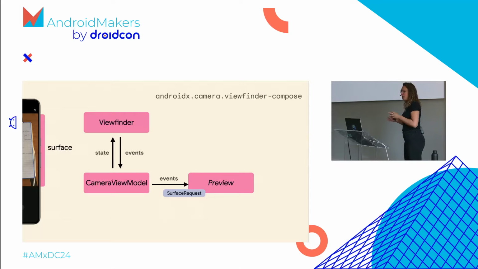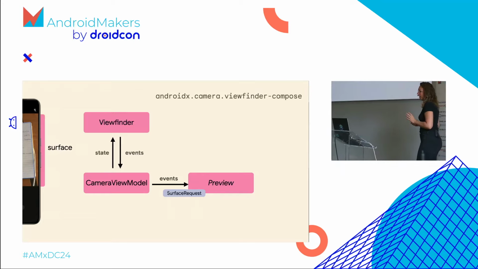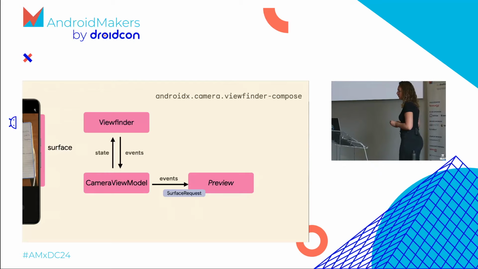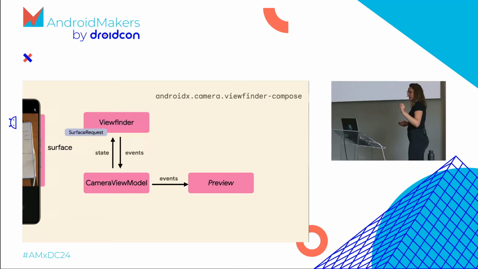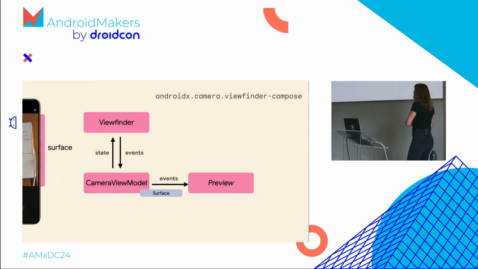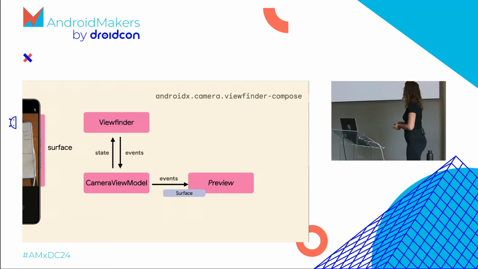So here we don't link the UI to a camera controller. Instead, when the preview use case is ready to start rendering the camera stream, it requests the surface using a surface request instance. That surface request instance is forwarded to the viewfinder, which then starts up a surface and fulfills the request, thereby giving the preview use case access to that surface that it can render to.